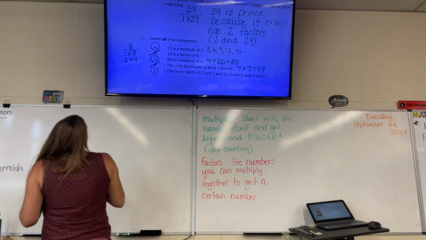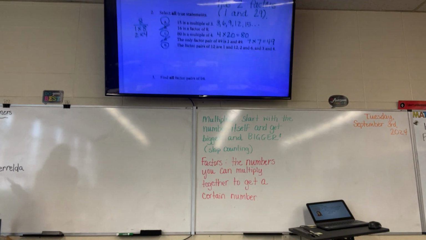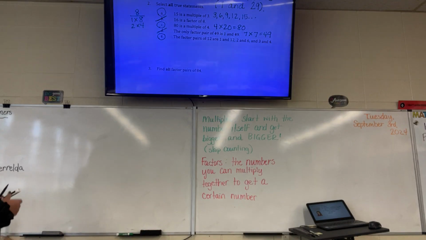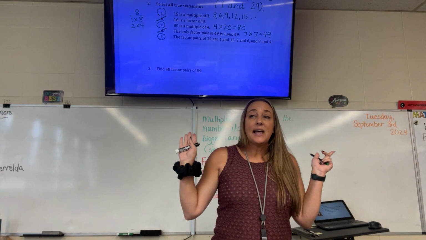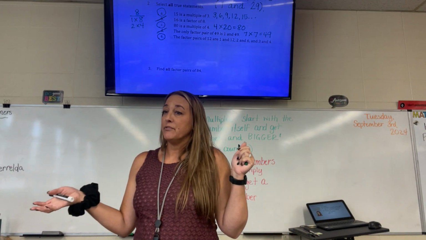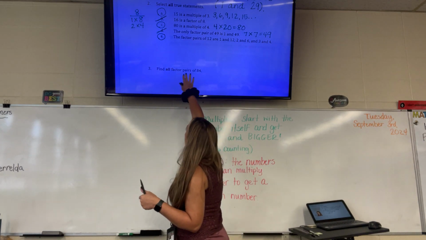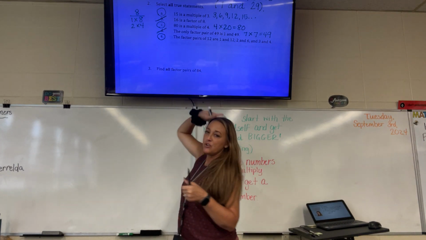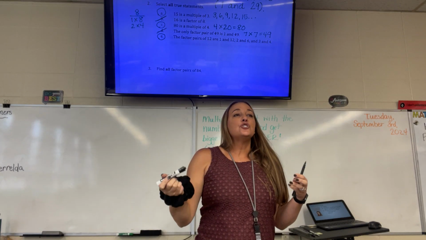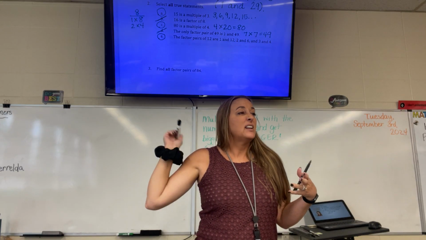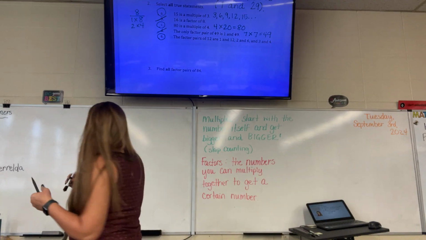Okay. The next question says, find all the factor pairs of 84. The number on your test looks exactly like this, except the numbers are different, okay? So it'll say find all the factor pairs of, and give you a different number. I tried to choose ones that were smaller, so you can use your multiplication table to help you. Here we go.